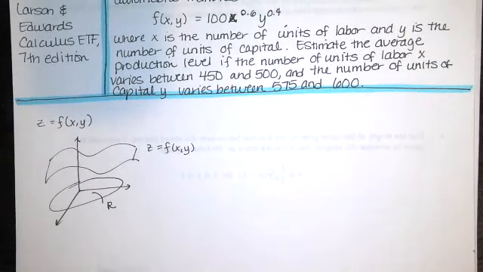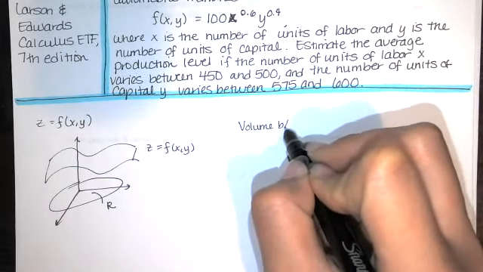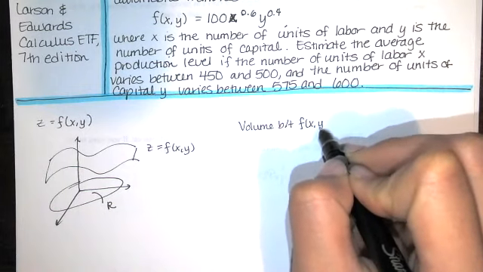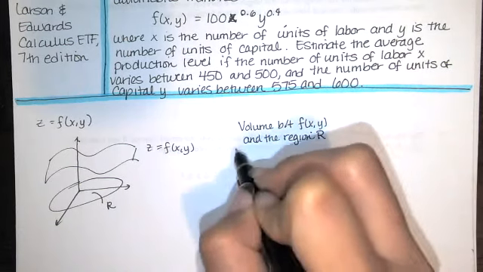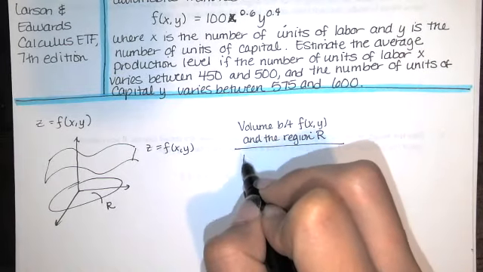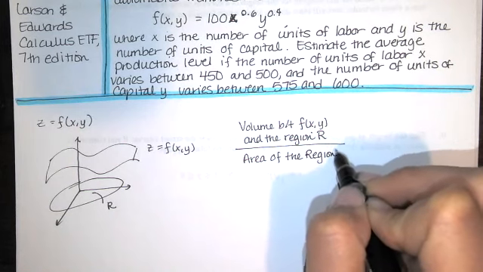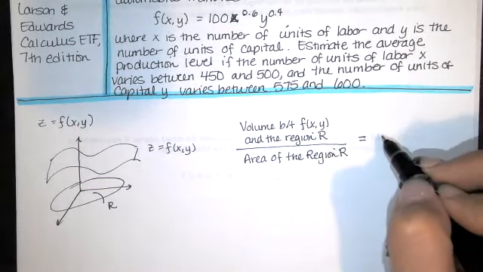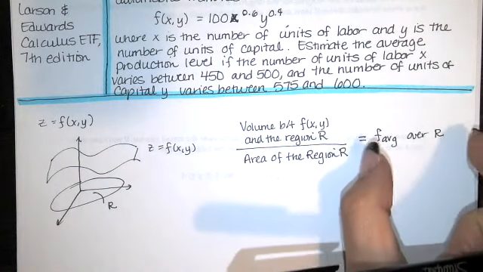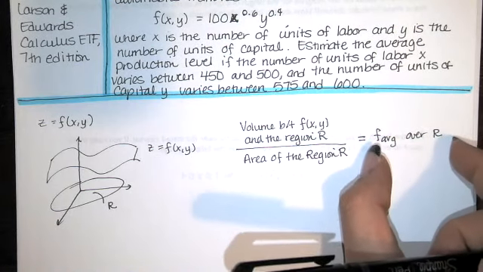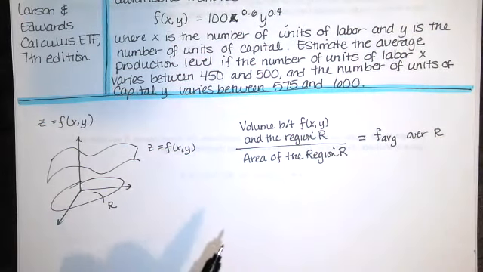Basically, what you're going to do is take the volume between that function f of x and y and the region R in the xy plane. And then you'll divide by the area of the region R. And that will be defined to be the average value of f over the region R. So basically we're saying, what's the average z value? What is the z value that I would multiply by that area? So that z value times the area gives me the volume under the surface.